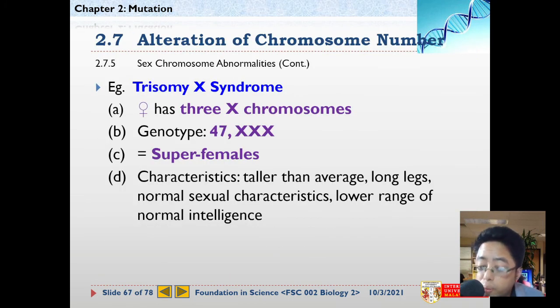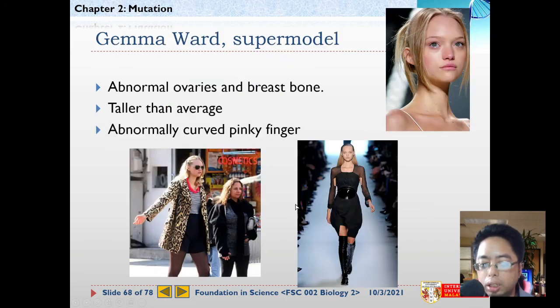Other than that, you also have the super female, trisomy X syndrome. You have three X chromosomes, so they are taller than average, have long legs, normal sexual characteristics, but a lower range of normal intelligence. So here is Gemma Ward. She is a supermodel. Many people have thought that she is an XXX chromosome person, having a super female phenotype. She has abnormal ovaries and breastbone, is taller than average, and has an abnormally curved pinky finger. A lot of people would say that she is an XXX chromosome person because she supposedly looks taller than normal for her age.